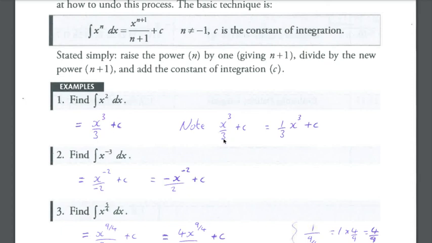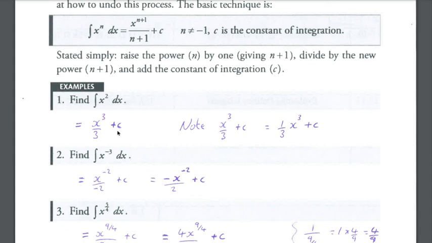Note over here, x cubed over 3 is exactly the same as 1/3 of x cubed. 1/3 of something is the same as something divided by 3, as you all know. So there's two separate ways of writing that. There isn't a preferred way. Either one is absolutely fine.